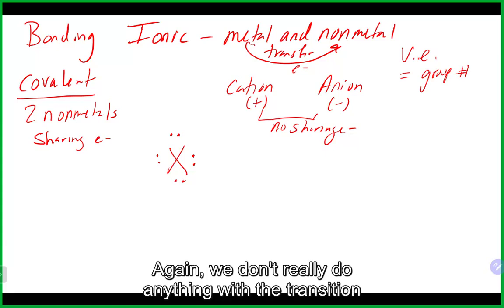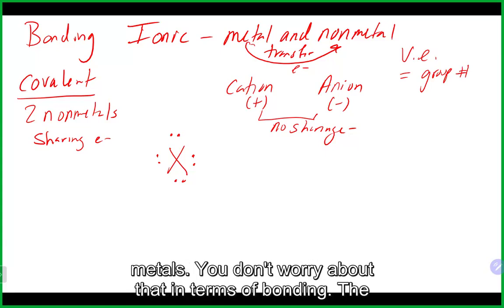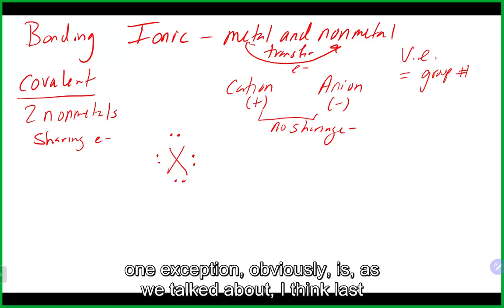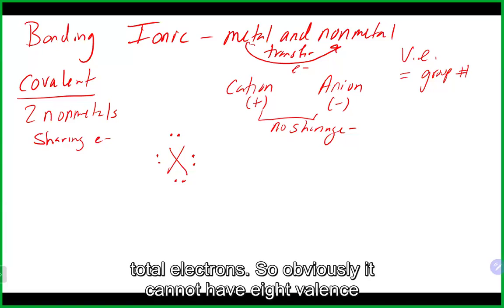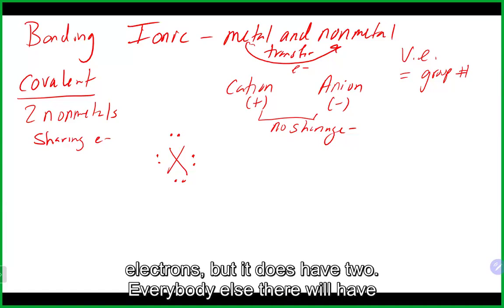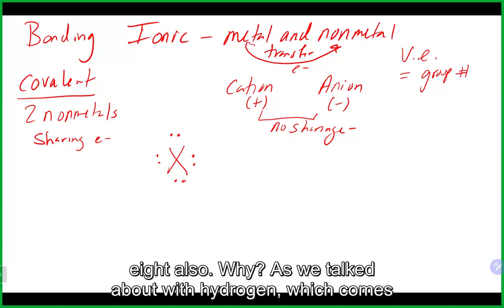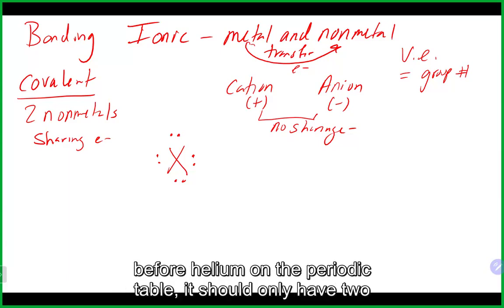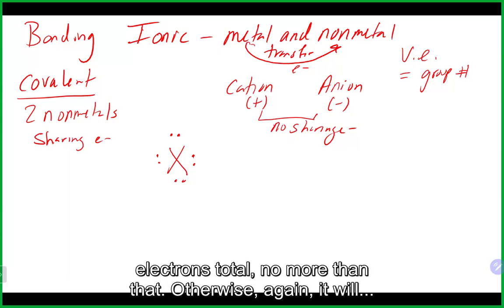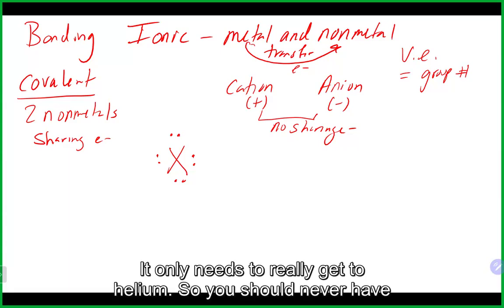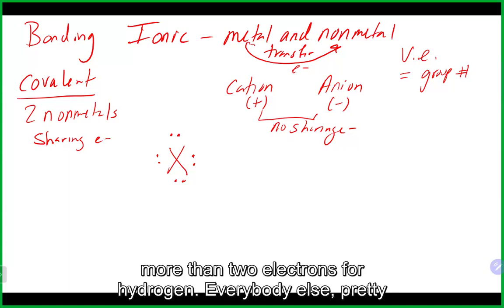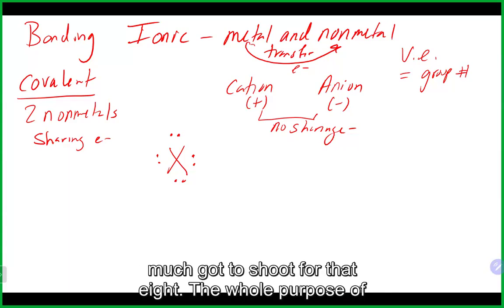Again, we don't really do anything with the transition metals, so you don't have to worry about that in terms of bonding. The one exception, as we talked about last time, is helium in group 8. It only has 2 total electrons, so obviously it cannot have 8 valence electrons, but it does have 2. Everybody else there will have 8. Also, as we talked about with hydrogen, which comes before helium on the periodic table, it should only have 2 electrons total, no more than that. It only needs to get to helium, so you should never have more than 2 electrons for hydrogen. Everybody else has got to shoot for that 8.